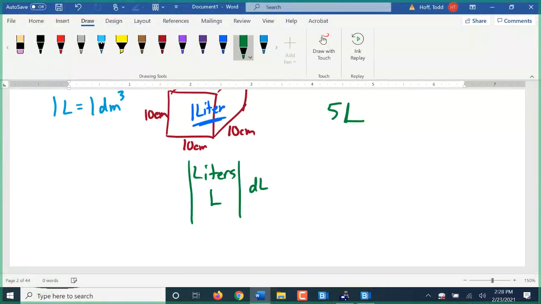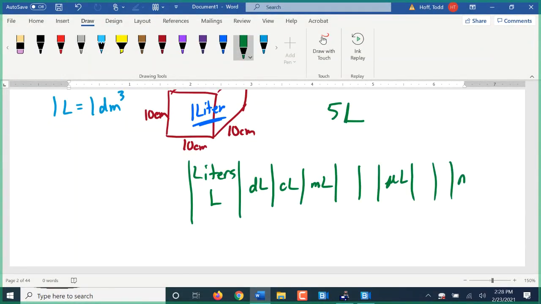Deciliters, of course, is 1/10 of a liter. Centiliters is 100th of a liter, and milliliters is 1,000th of a liter. They skipped 10,000 and 100,000 again and went to microliters, 1,000,000th of a liter. They skipped to nanoliters, 1,000,000,000th of a liter. Going larger, decaliters is 10 liters. Hectoliters is 100 liters. Kiloliters is 1,000 liters. A megaliter would be 1,000,000 liters if we kept going.